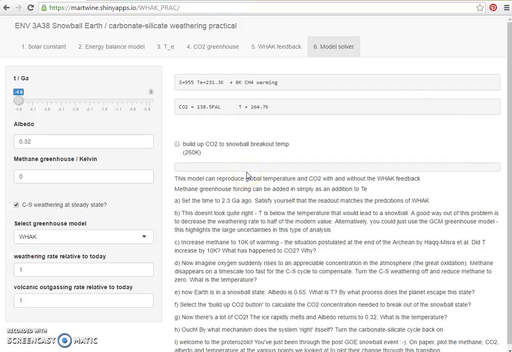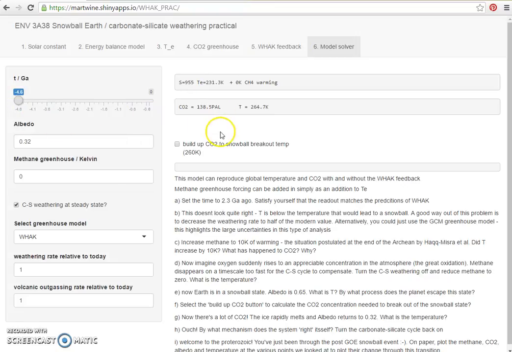Those previous sections give you the background to the equations that are in the model that underlies this bit of software. So that's the model that you can now control from this set of interfaces here. We have time, which controls the solar constant and therefore the effective temperature.